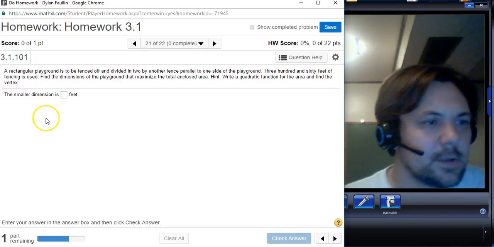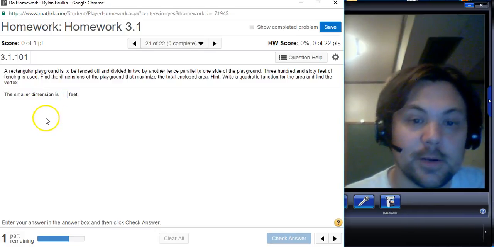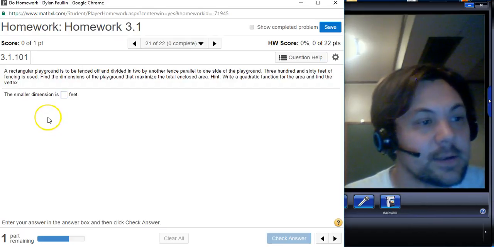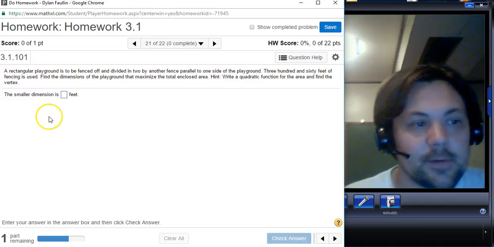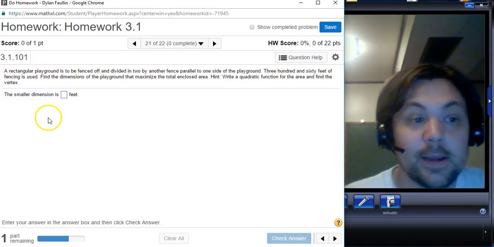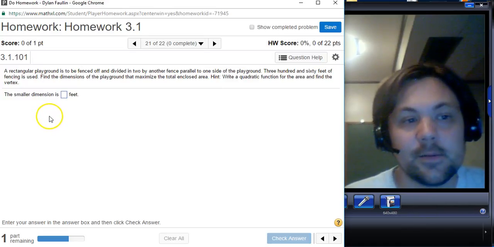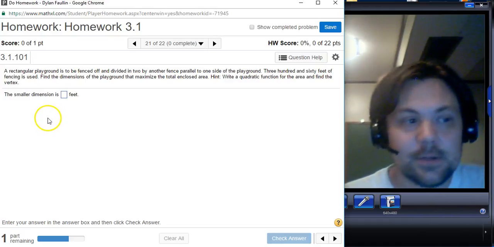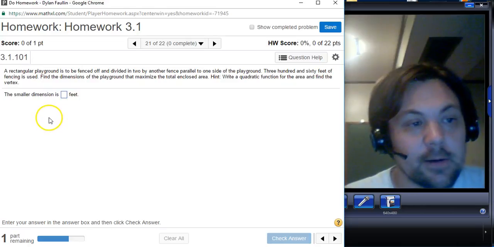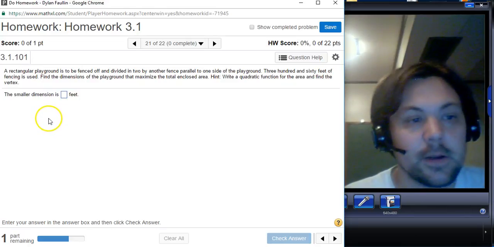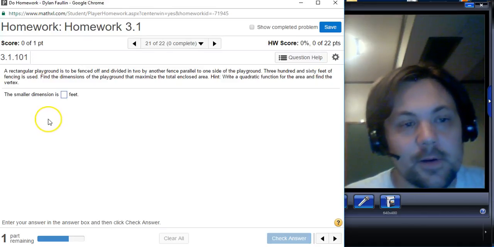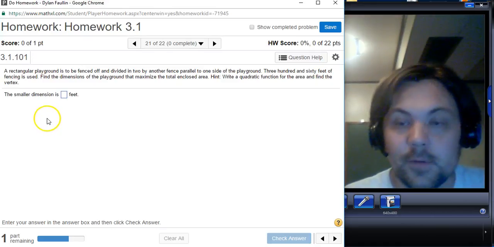Hello. Today I'm going to do a word problem on quadratic functions. So this problem reads, a rectangular playground is to be fenced off and divided in two by another fence parallel to one side of the playground. 360 feet of fencing is used. Find the dimensions of the playground that maximize the total area enclosed. And they give us a hint, write a quadratic function for the area and find the vertex of that function.